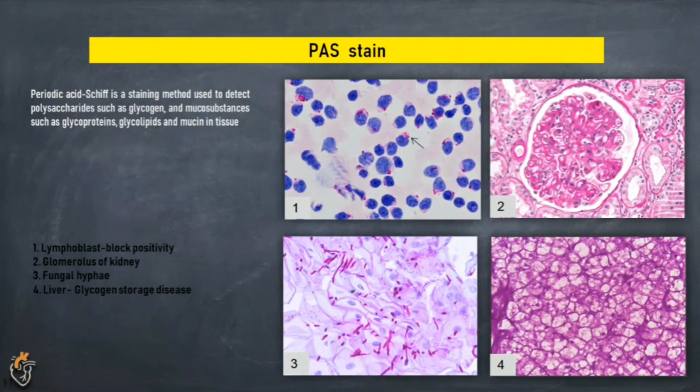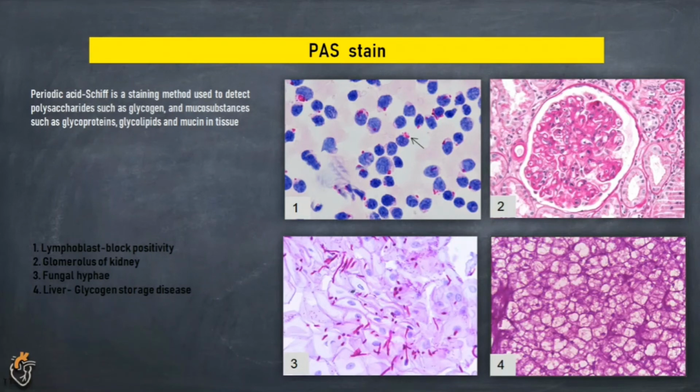Before moving forward to specific examples, see the four pictures overall. The PAS staining gives the color magenta to any kind of tissue. Now see the first image. There are magenta pink dots present on the cell. These cells are the lymphoblasts and they are positive for PAS staining, and we call it block positivity. The second image is the renal glomerulus, and the basement membrane is stained with PAS, and it is extremely important as several important diseases occur in renal glomeruli.